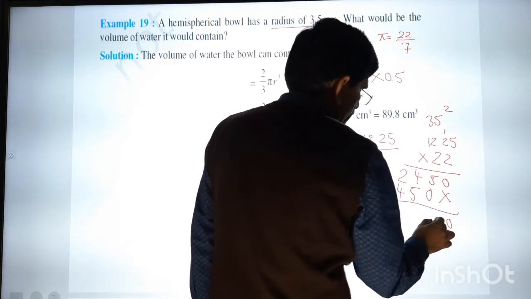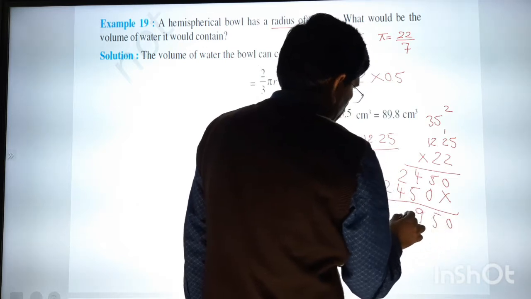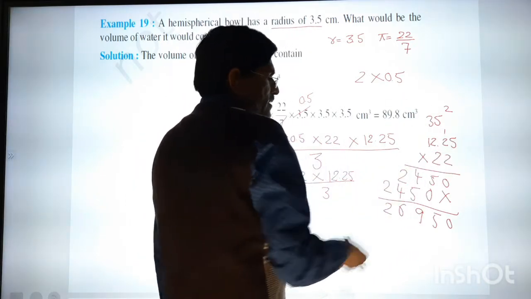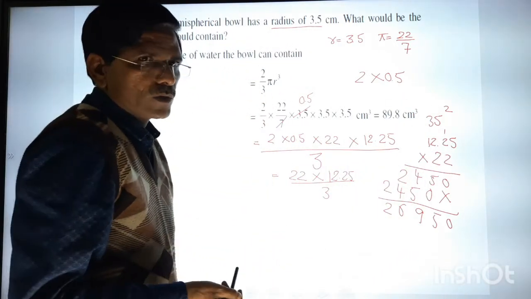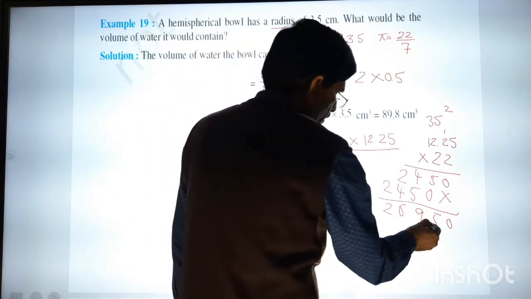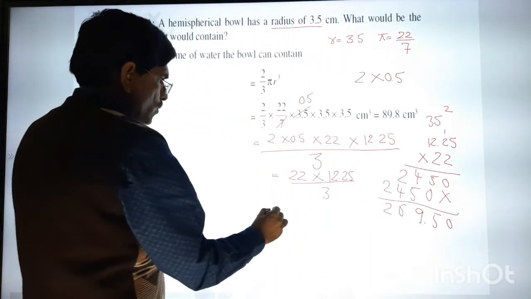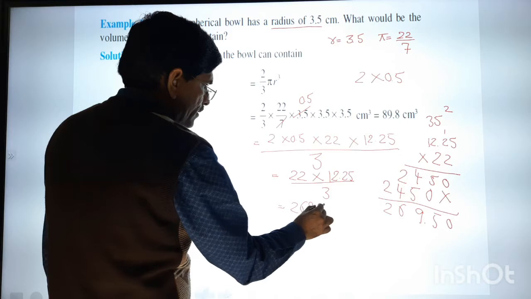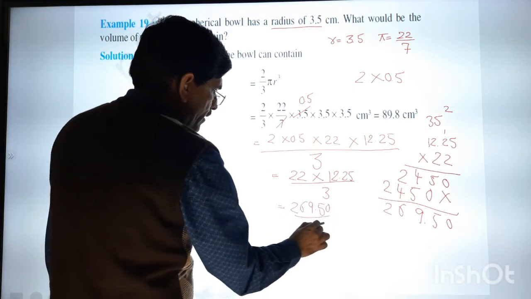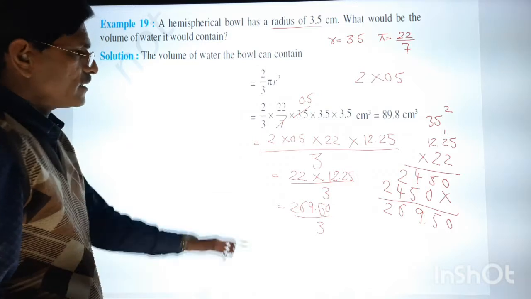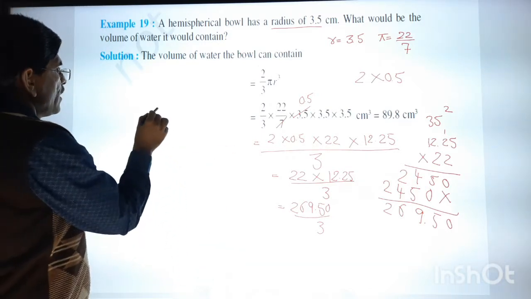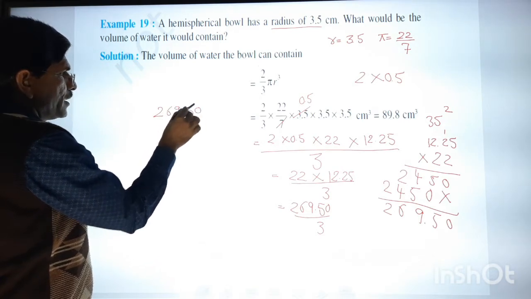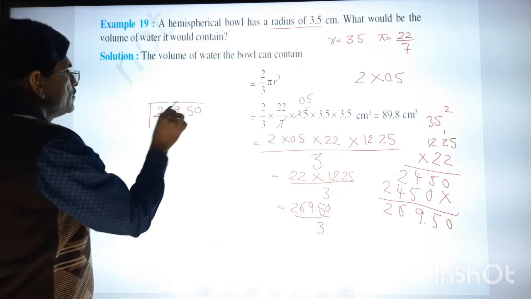Now if I add these, how many decimal points are there afterward? 2. So 12.25, I have to write it here. So 269.50 divided by 3. What is the answer? It is 89. So now if I divide 269.50 divided by 3.